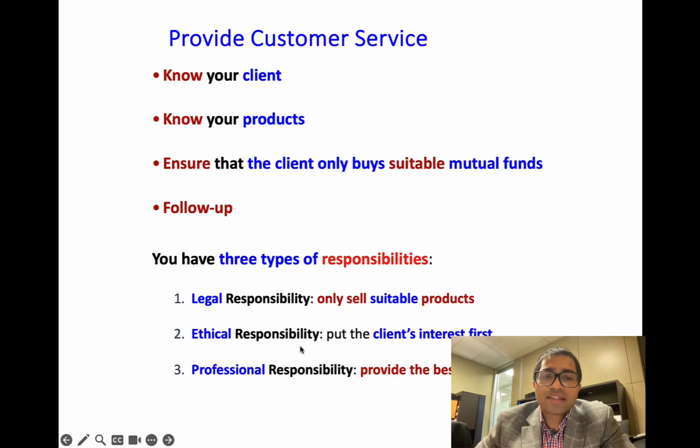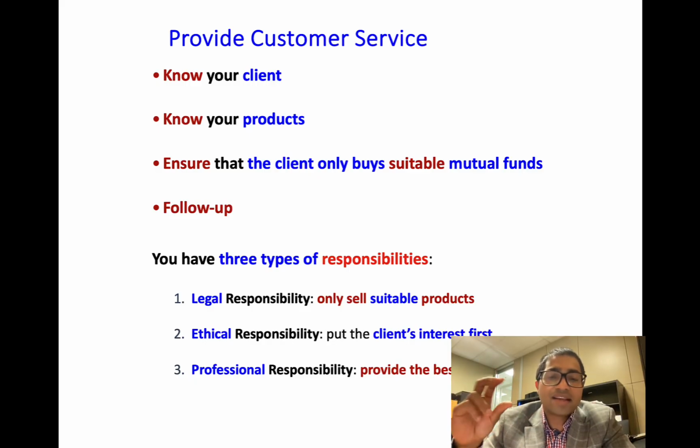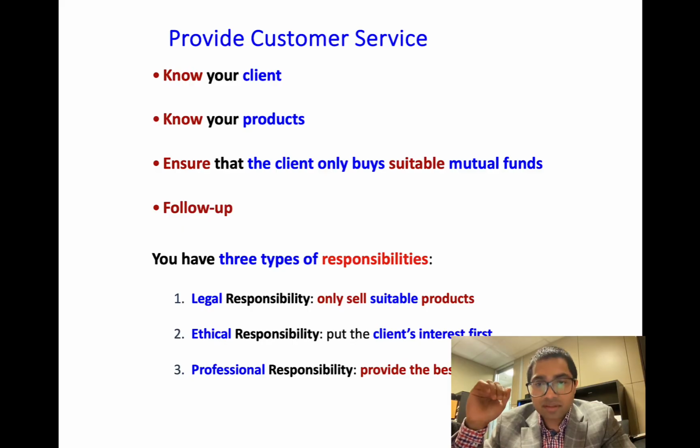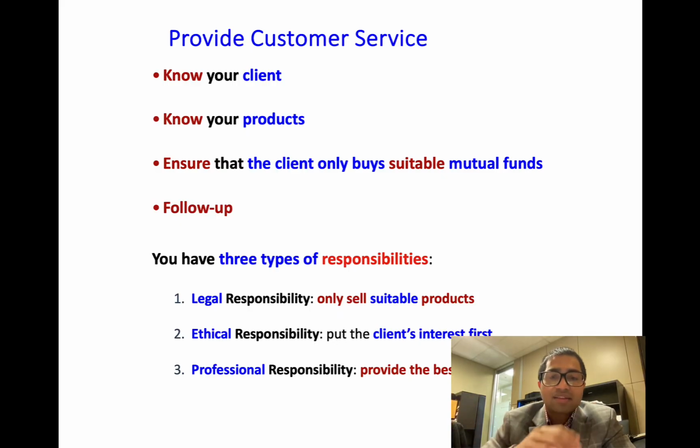Then you also have an ethical responsibility. You should always put the client's interest first, instead of your interest. For example, equity funds generally have a higher commission. Money market funds have lower commission. But if a money market fund is more suitable for a client's circumstances, you need to convince him regarding the second, right, even though your commissions will be lower than the first, in which case the commissions could be higher.